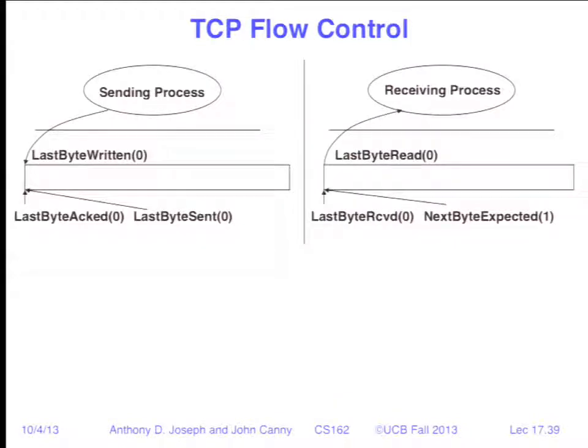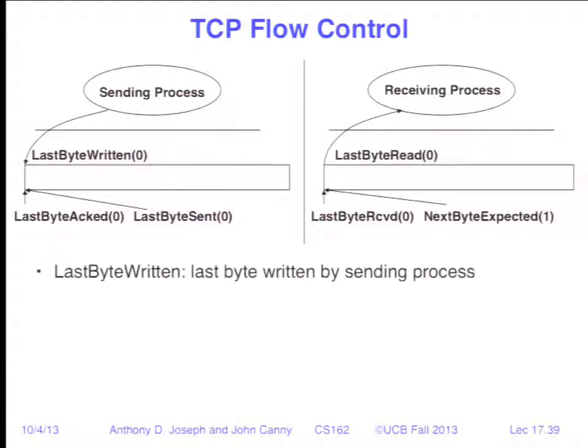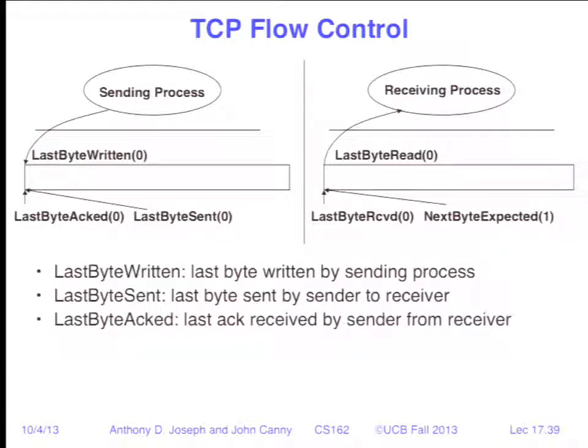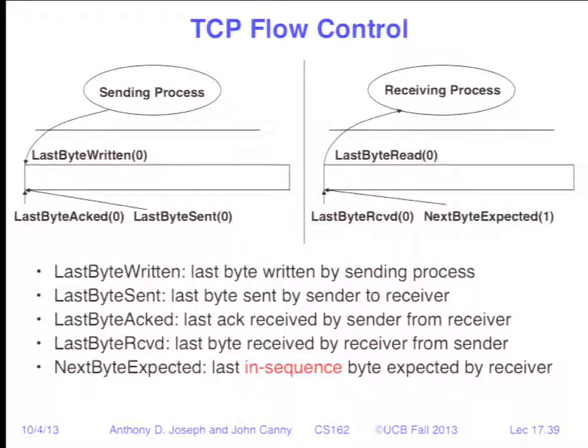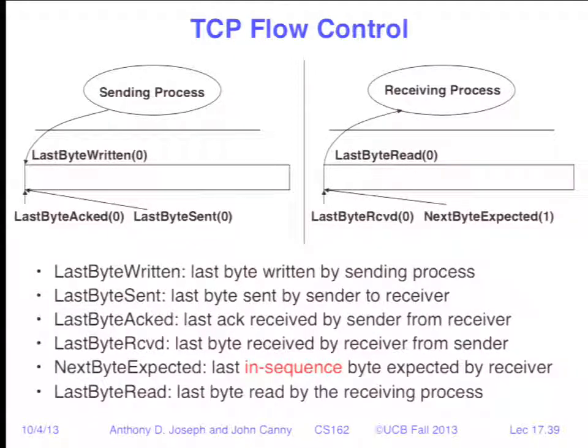OK. Now, with TCP, lots of variables we've got to keep track of. The last byte that was written by the sending process, the last byte that was acknowledged by the receiver, the last byte that was sent by the sender. And then on the receiver side, we have 3 more variables we have to keep track of. The last byte we receive from the sender, the next byte that we're expecting, so the next in-sequence byte, and then the last byte that was read into the receiving process.